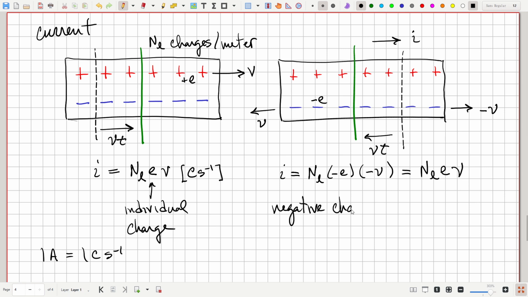In other words, negative charge flowing to the right is the same as positive charge flowing to the left. And negative charge flowing to the left is the same as positive charge flowing to the right.